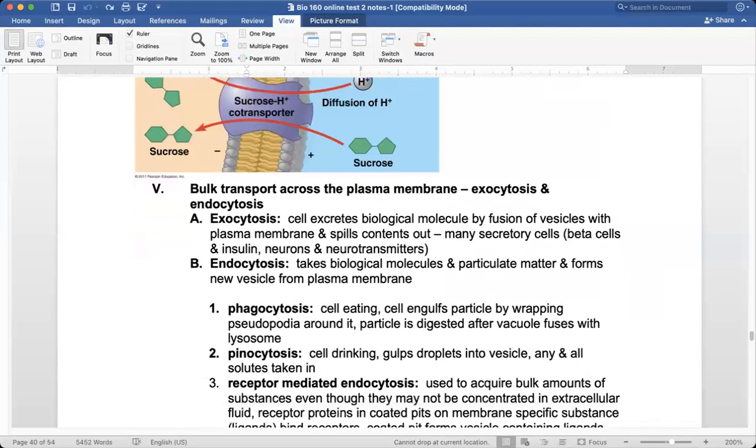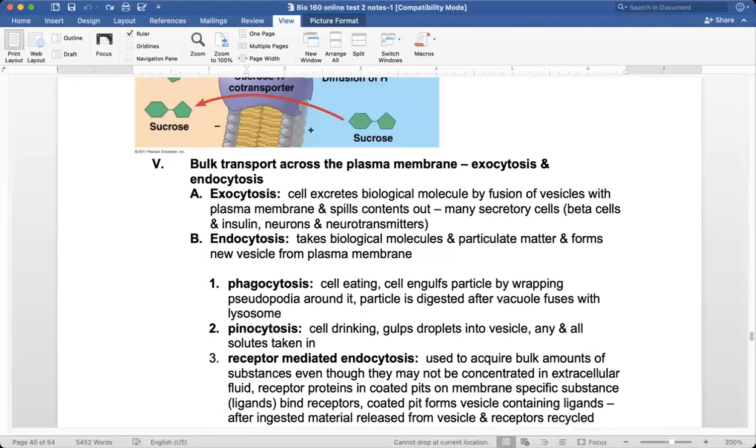Sometimes things are going to be too big to go across the membrane. So that's when we use exocytosis and endocytosis. So exocytosis, think of the X as things exiting the cell. This is going to allow bigger items to come out. So with a lot of the secretory cells, they'll do this to release insulin. Your neurotransmitters are released this way.